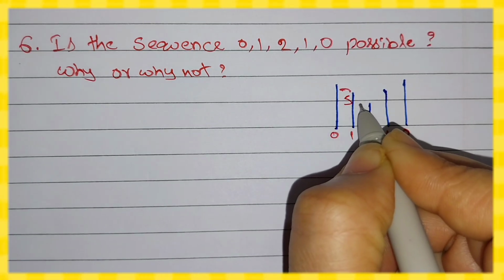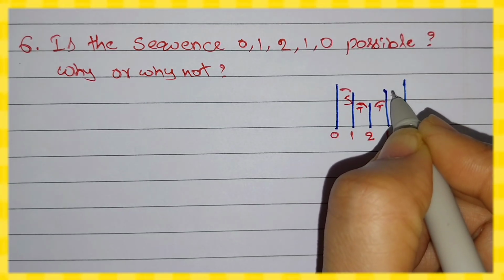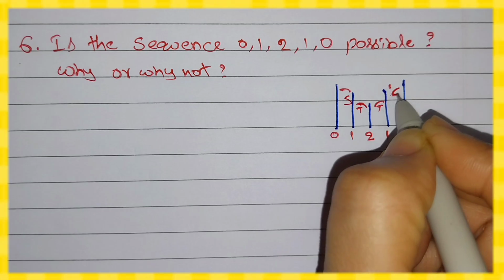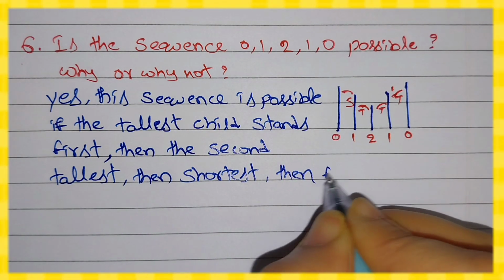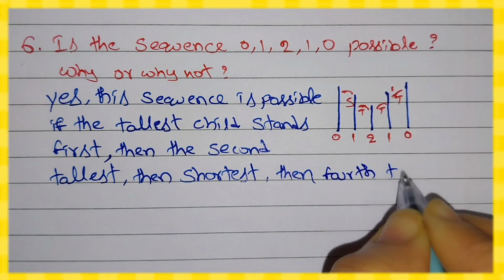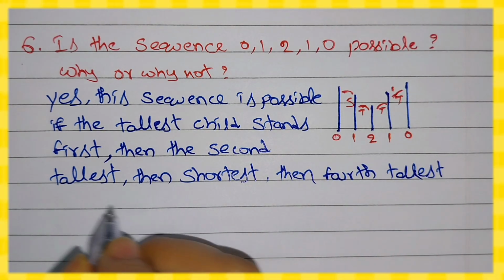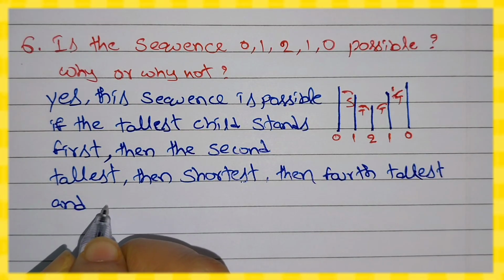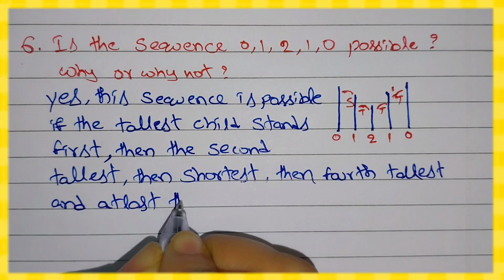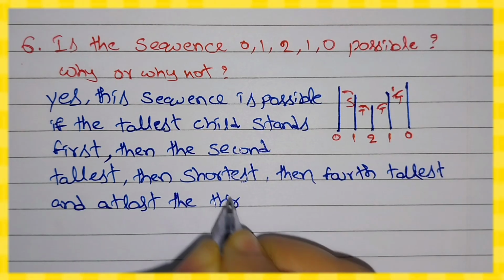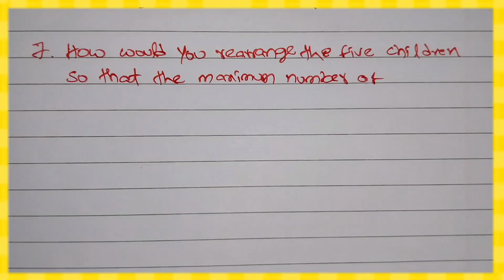If this sequence is possible, the tallest child stands first, followed by the second tallest, and so on. So the answer is yes. This sequence is possible if the tallest child stands first, then the second tallest, then shortest, then fourth tallest, and at last the third tallest. So the arrangement would be tallest, second tallest, shortest, fourth tallest, and third tallest. Yes, this sequence is possible.